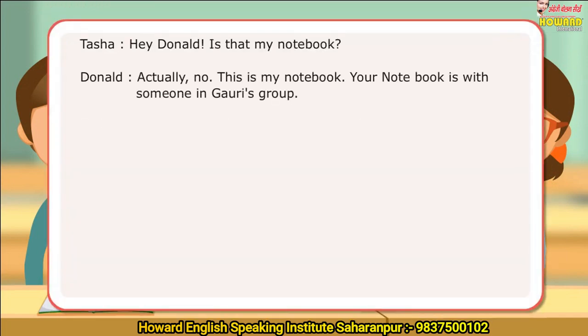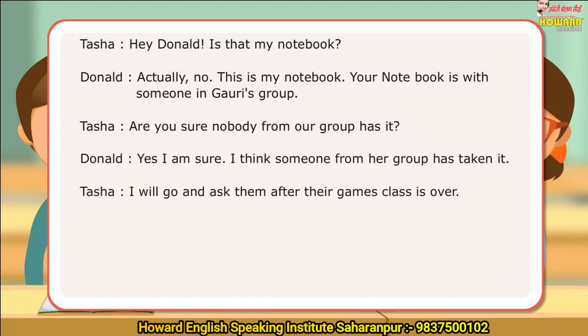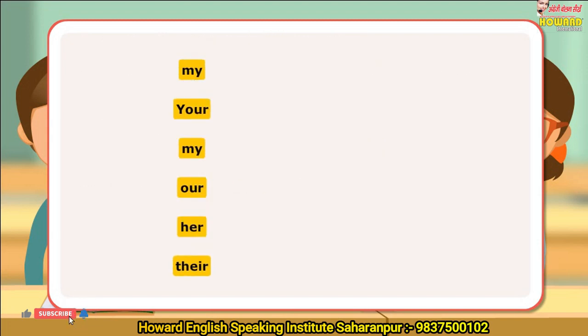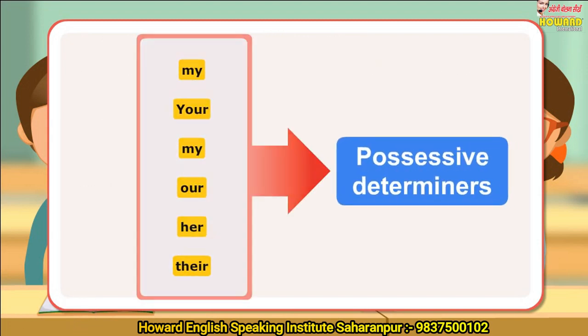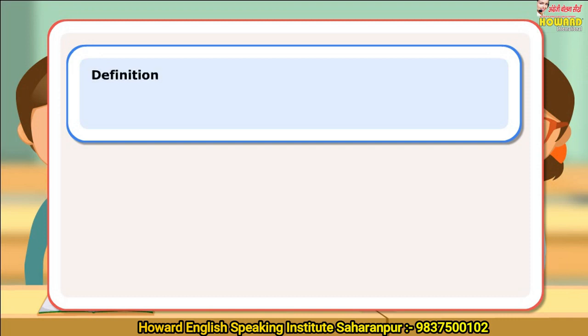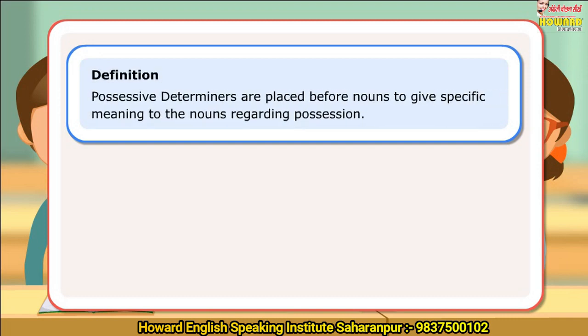In the dialogues, Tasha and Donald have used words that give information about the nouns that follow in terms of possession. The words my, your, our, her, their are examples of possessive determiners. Definition: possessive determiners are placed before nouns to give specific meaning to the nouns regarding possession.